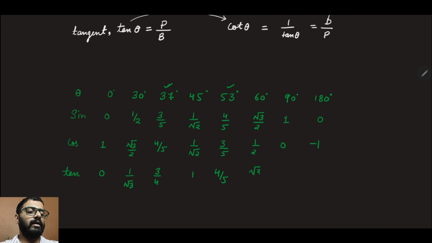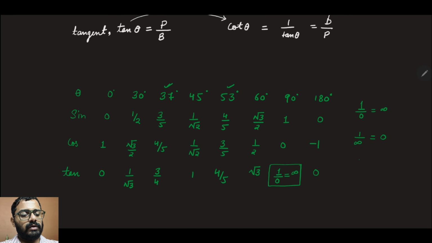Now tan 90 is a catch for us. That is going to be 1 by 0. And in physics, we will not write it as undefined, we will write it as infinity. And tan 180 will be 0 only. So whenever you see 1 by 0 in physics, you can write it as infinity. If you are getting 1 by infinity, you can write it as 0.